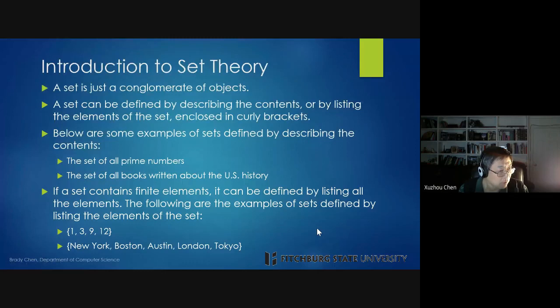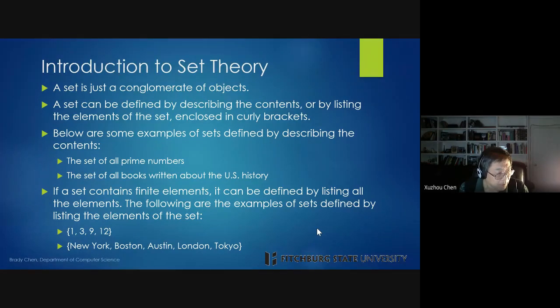So, a set is just, in English, called a conglomerate of objects. It's just like a bag which is full of objects. So you can put anything in this bag. Okay.